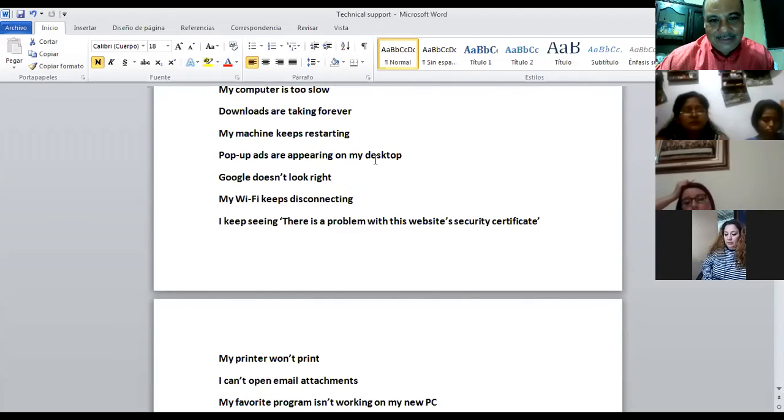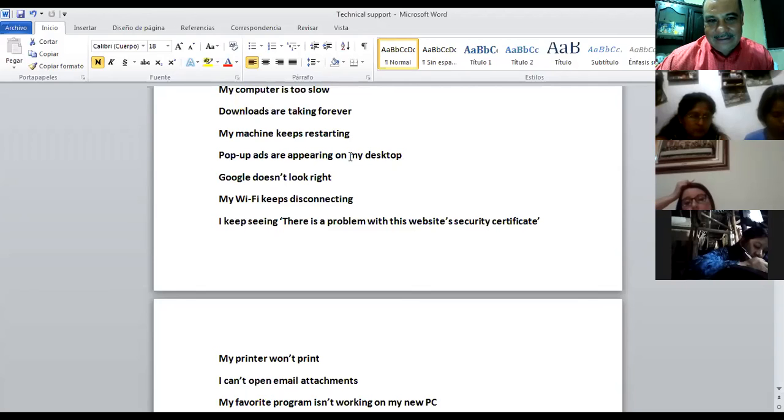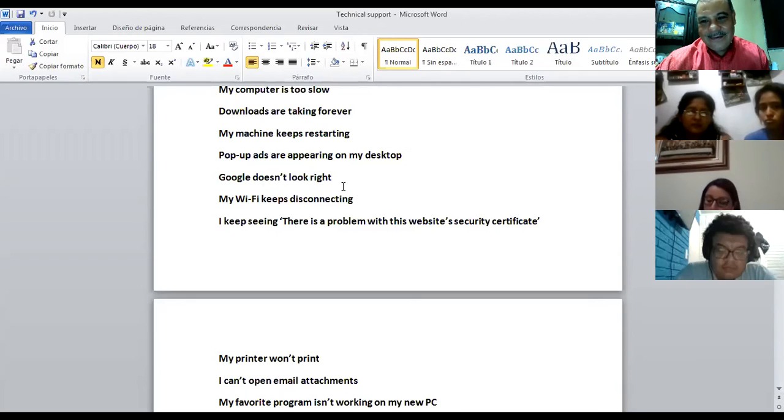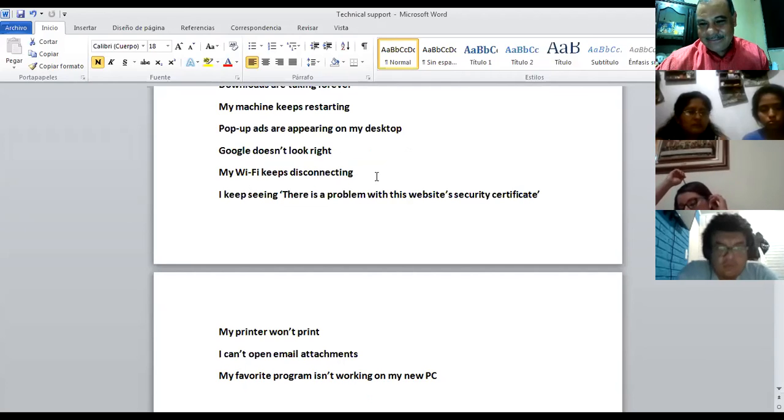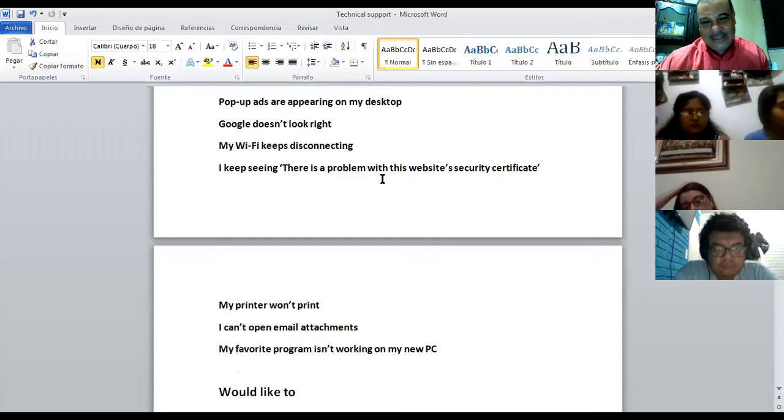Pop-up ads are appearing on my desktop. Aparecen ventanas emergentes. Esas ventanas comerciales que usted no quiere, ¿verdad? Entonces, esas ventanas emergentes están apareciendo en mi pantalla. Google doesn't look right. Google no se ve bien o correcto. My Wi-Fi keeps disconnecting. Mi Wi-Fi se mantiene desconectándose.